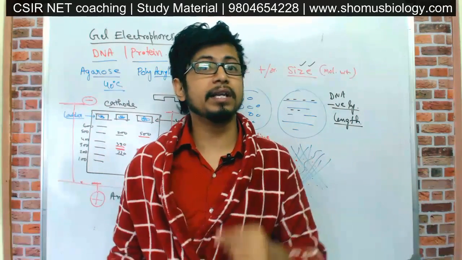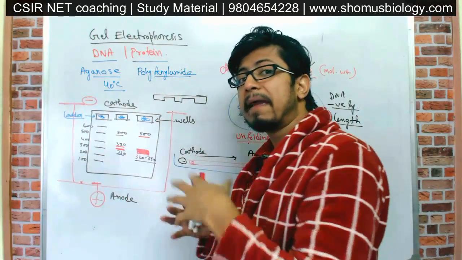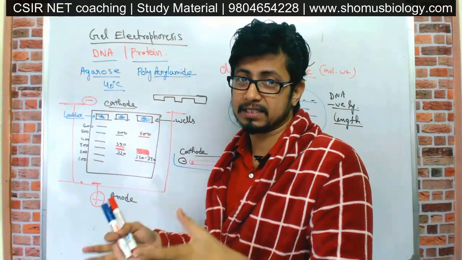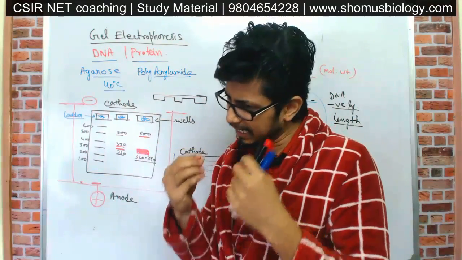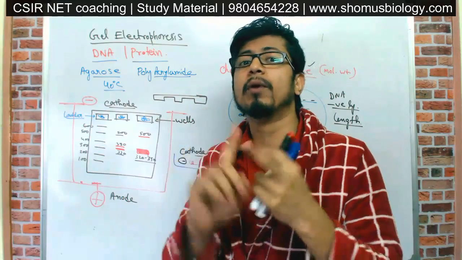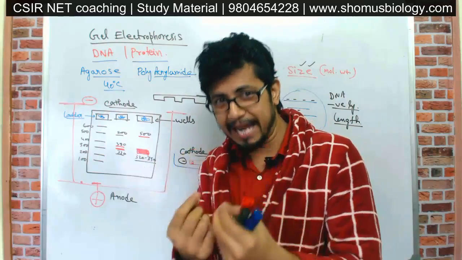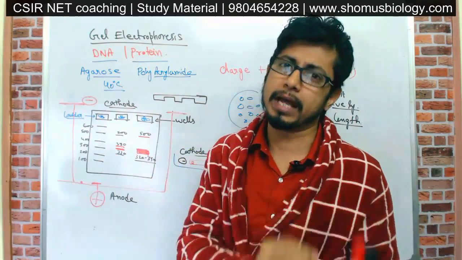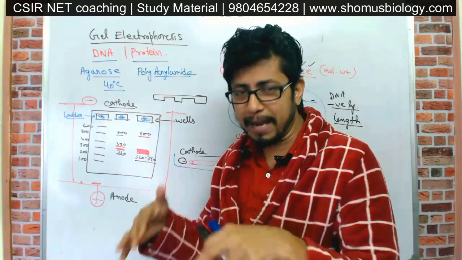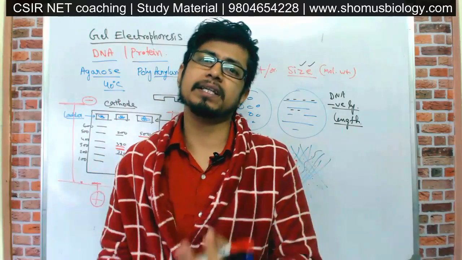For hundreds of DNA, you may get one band. For example, this thick band means there are many DNA fragments of similar length present together. A thin band means there is less DNA, but it does not mean only one DNA fragment. No, a single DNA cannot be visualized as a band in the agarose gel. That kind of resolution is very, very hard to achieve. So generally when we see a band, there are multiple fragments of similar length present together.